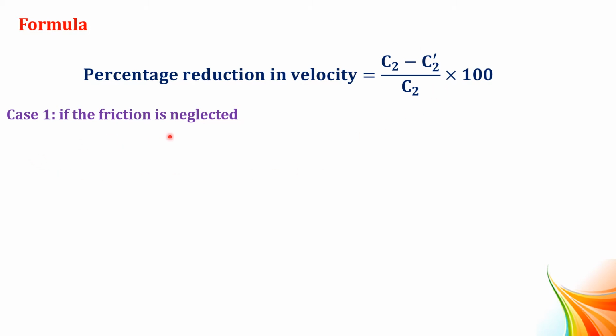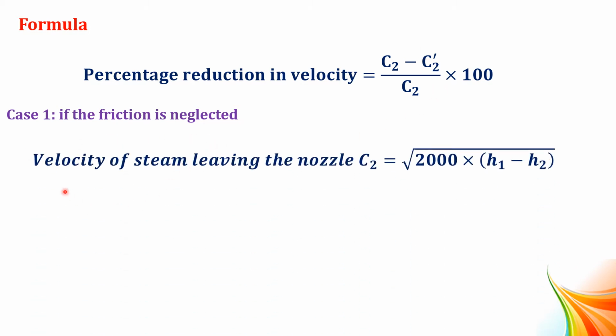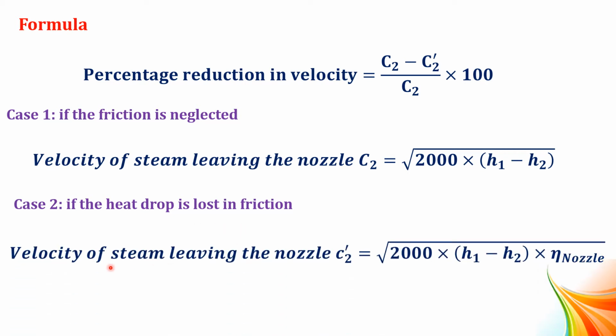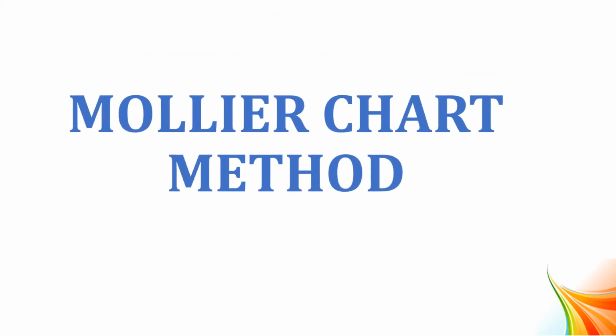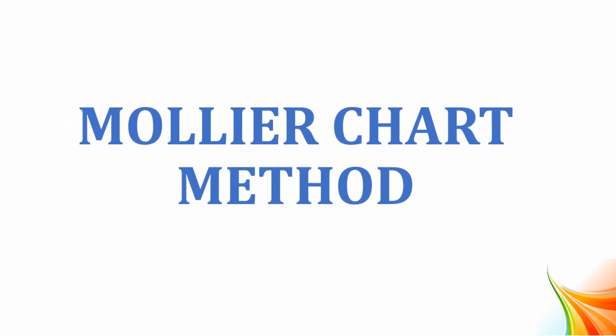So case 1, if the friction is neglected, then the velocity of steam leaving the nozzle C2 equal to square root of 2000 into H1 minus H2. In case 2, if the heat drop is lost in friction, then the velocity of steam leaving the nozzle C2 dash equal to square root of 2000 into H1 minus H2 into eta nozzle. Now we can solve this problem using Mollier chart.